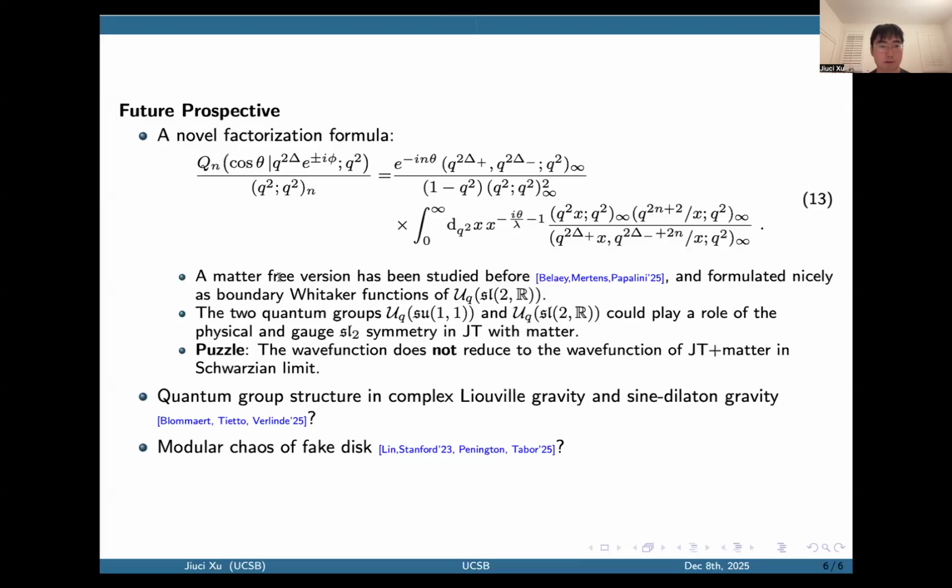Here are some future perspectives. We find a novel factorization formula, and it will be very interesting to understand its boundary interpretation. It will also be very interesting to understand the quantum group structure in the dual description of double-scaled SYK, and whether the submaximal chaos can be explained by a modular chaos associated to the fake disk.